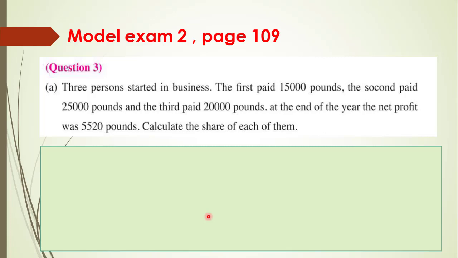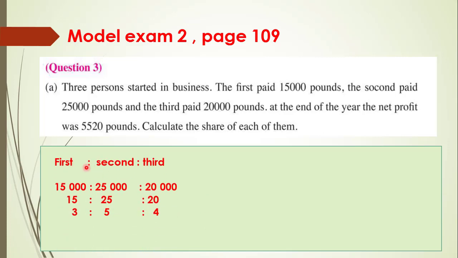The profit will be distributed among the 3 persons as the same as the ratio among them. So I'll calculate or simplify the ratio between the 3 persons. So we have the first and second and third. Then we will simplify by divided by 1000. Here we have 15 to 25 to 20. Also we can divide by 5. So we have 3 to 5 to 4.